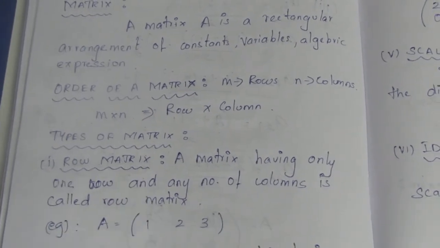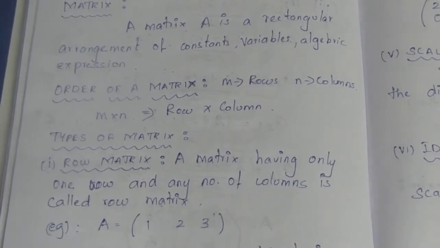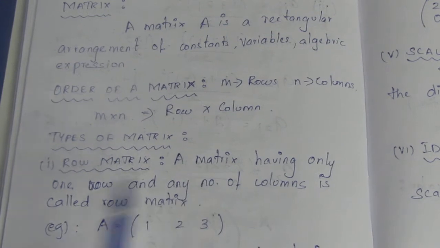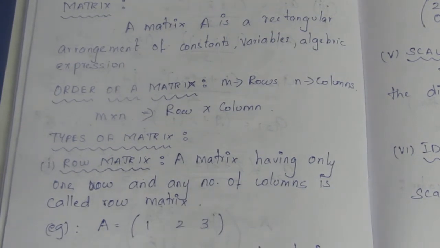Now types of matrix. There are various types of matrix, around 7 types. The first one is the row matrix. A row matrix is a matrix having only one row. Only one row is known as a row matrix. It can have any number of columns but only one row.